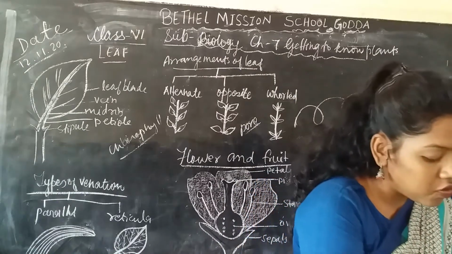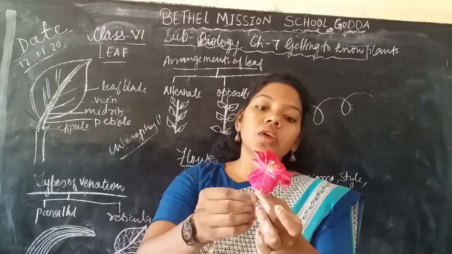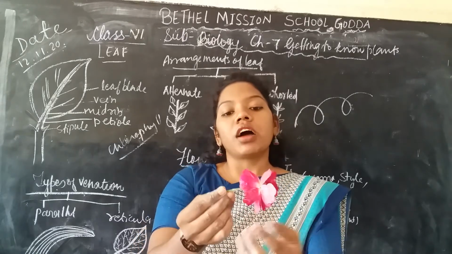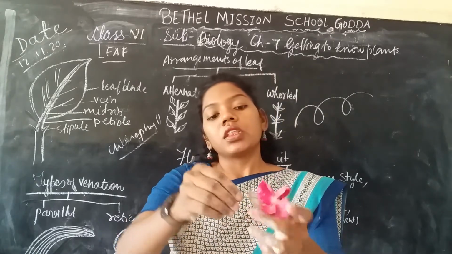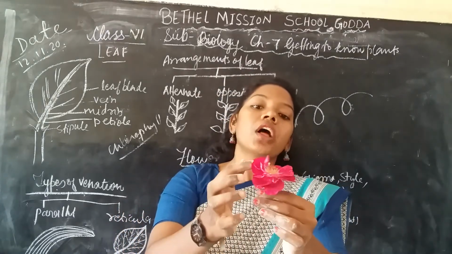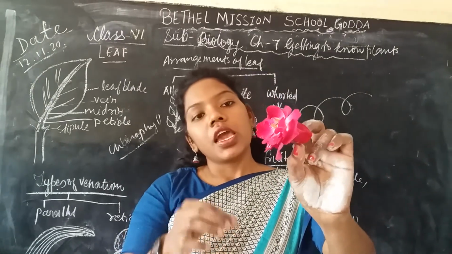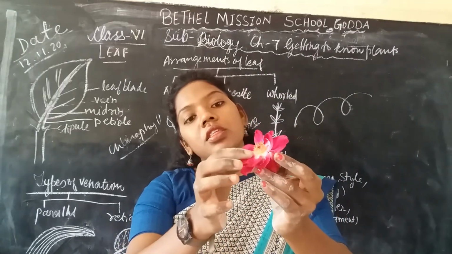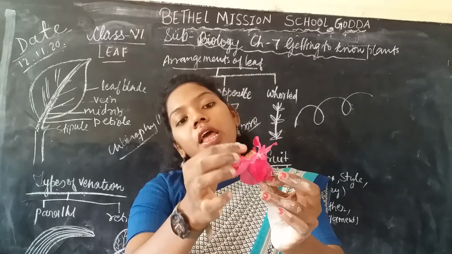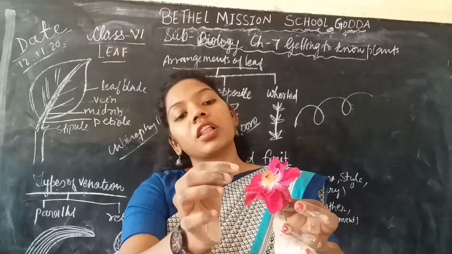So I have one flower. You can see this is the stem of the flower, and this is called the sepal, green in color, and the pink color is called the petals. Inside this you can see the bouquet-like structure, which is called the stamen, and inside, the red color which you see is called the pistil.